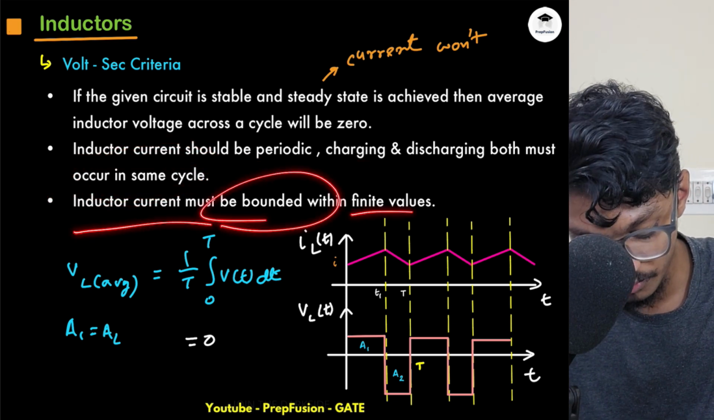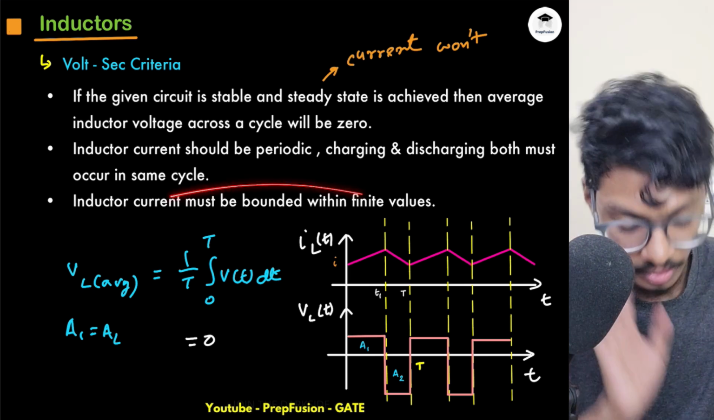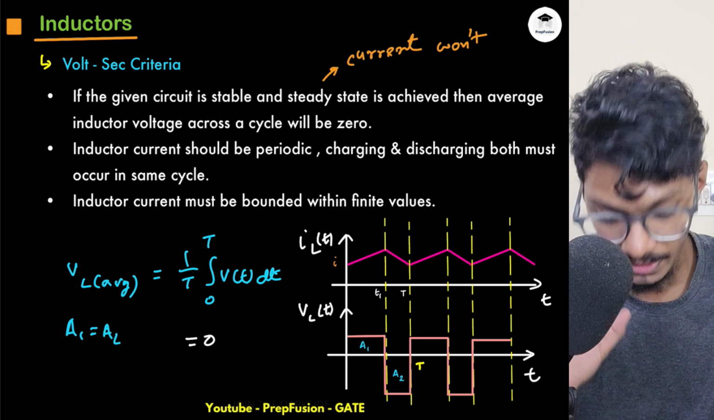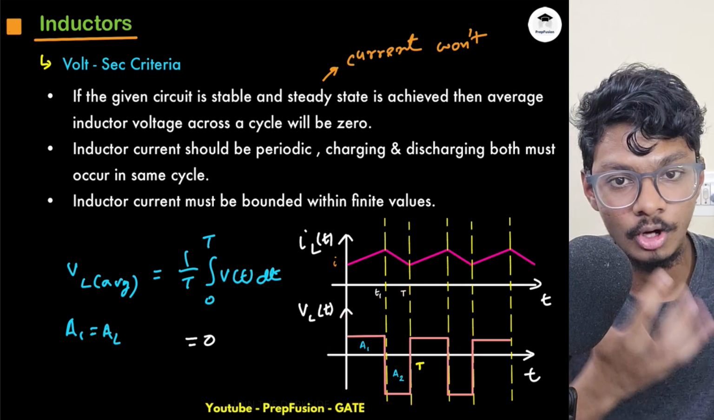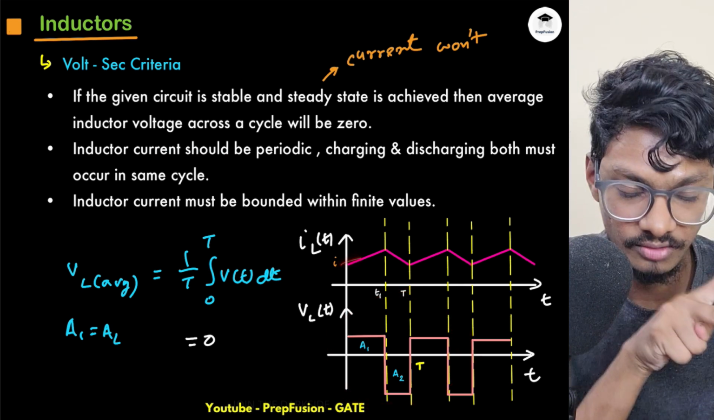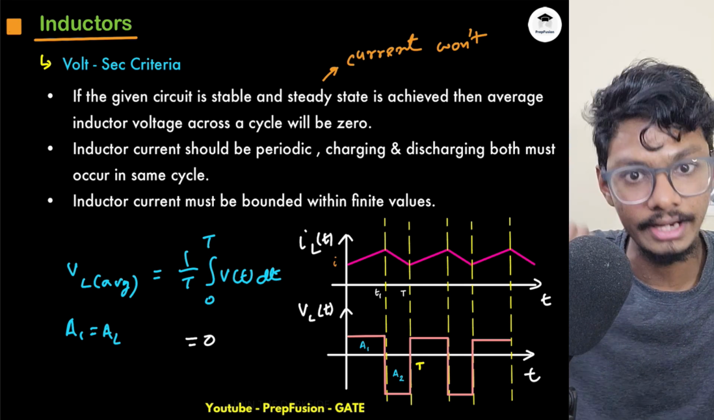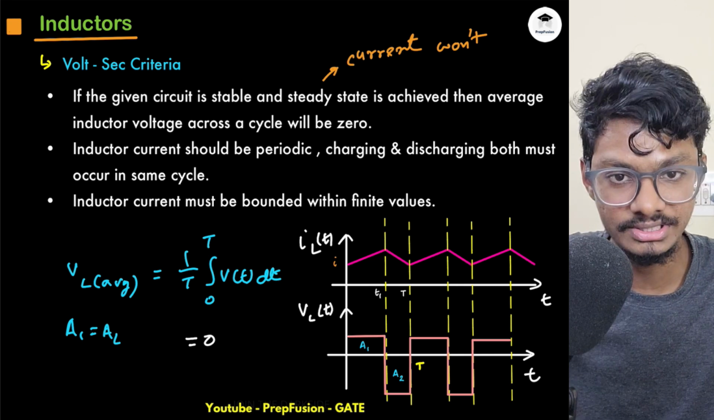Inductor current must be bounded within finite values. So if inductor current is bounded within finite values and there is charging and discharging happening in the same cycle and it is periodic, and if the inductor voltage is also periodic, then obviously I can say that average voltage across the inductor will always be 0, because it will absorb some power and it will also deliver some power. It will absorb some energy and deliver some energy.